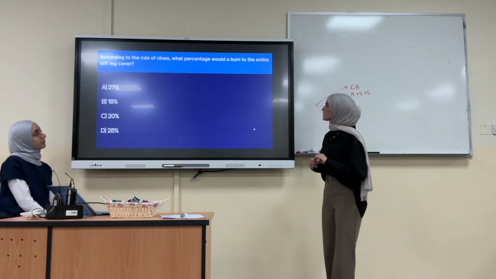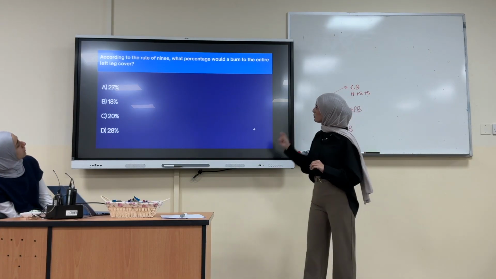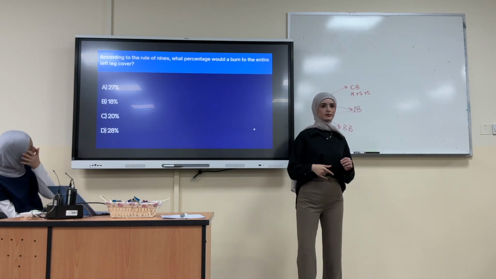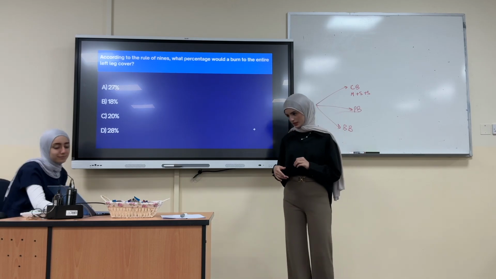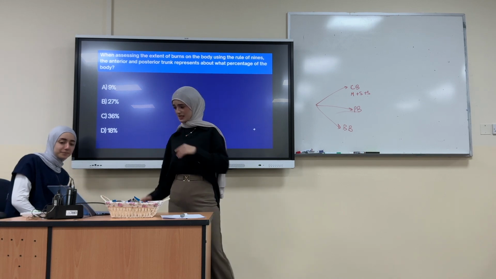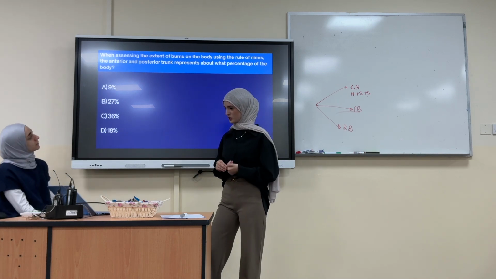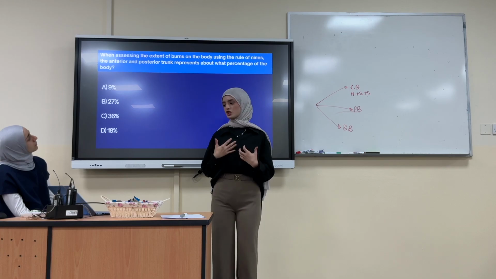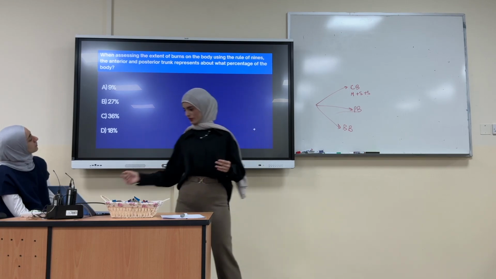According to the rule of nines, what percent would be a burn to the entire left leg? 18. When assessing the extent of burns on the body using the rule of nines, the anterior and posterior trunk represent about 36.